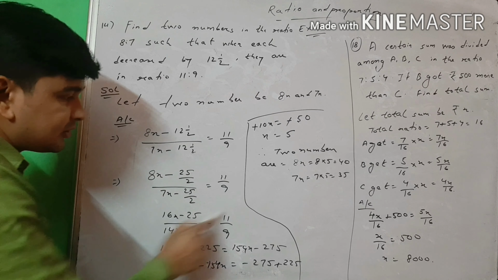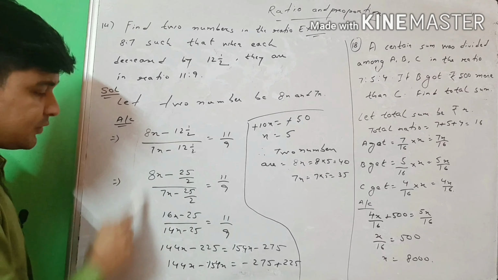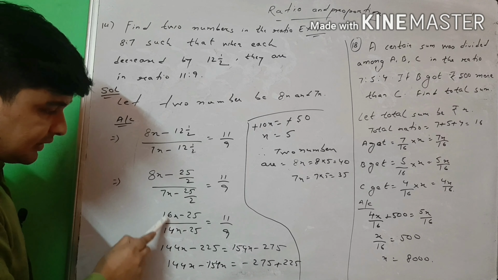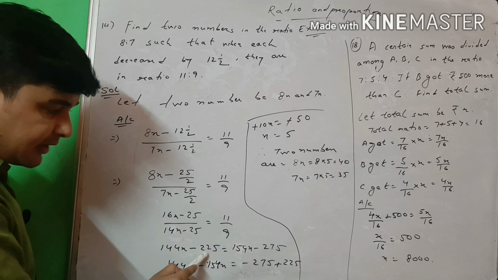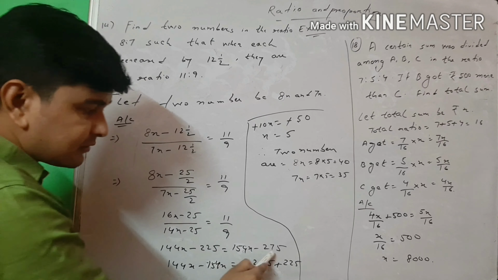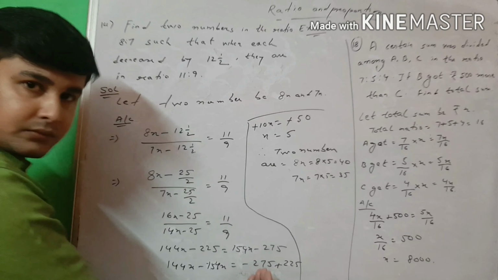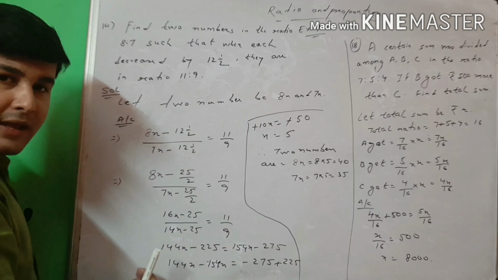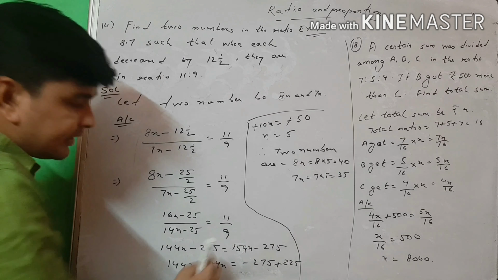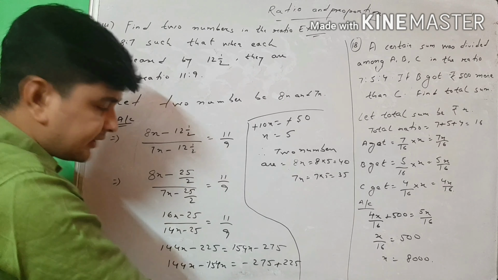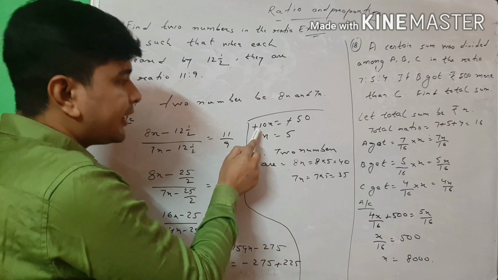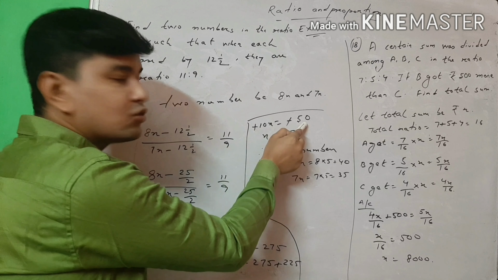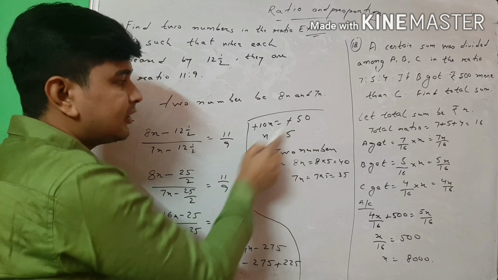When we solve this equation, or cross multiply it, we find 144x minus 225 equals 154x minus 275. Clear? Take all the x terms on the left-hand side and all the constant terms on the right-hand side. After solving, we find minus 10x equals minus 15. Minus cancels, x equals 5.